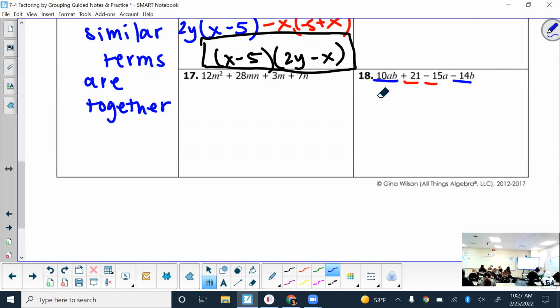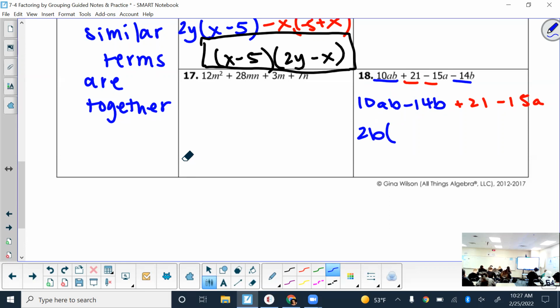So rearrange it. Make sure you keep the signs consistent with what they were originally. So positive 10ab, negative 14b, positive 21, negative 15a. Now between the first group, what's the GCF? The GCF between 10 and 14 is, and then any variables I can factor? I can factor out 1b, because they both have a b.